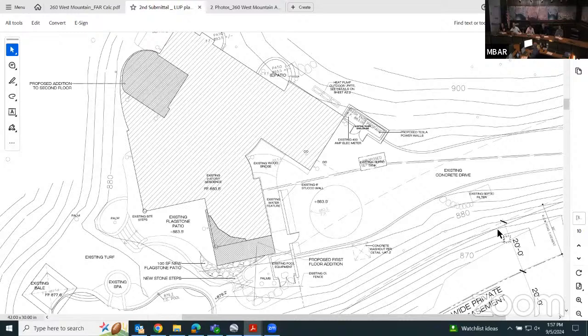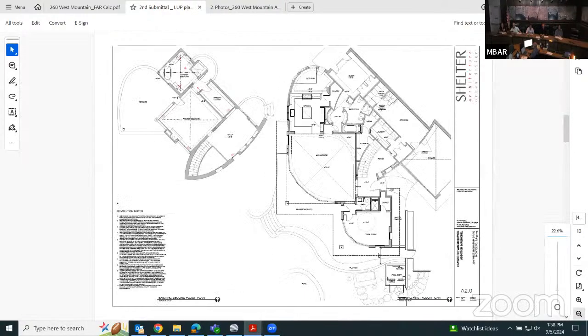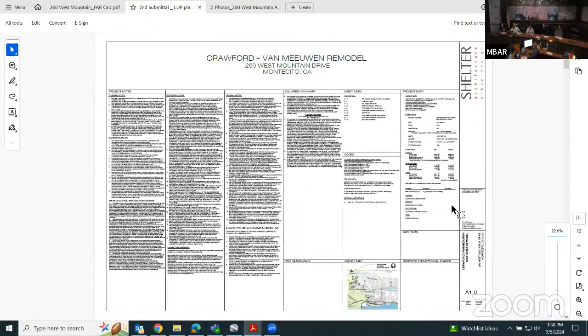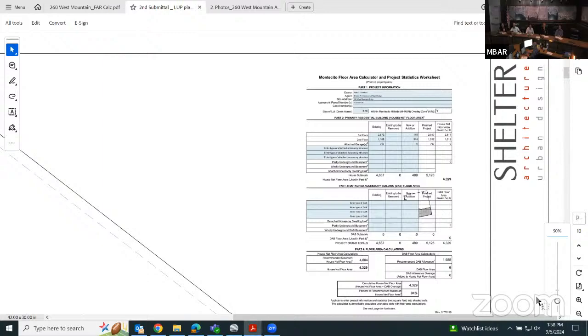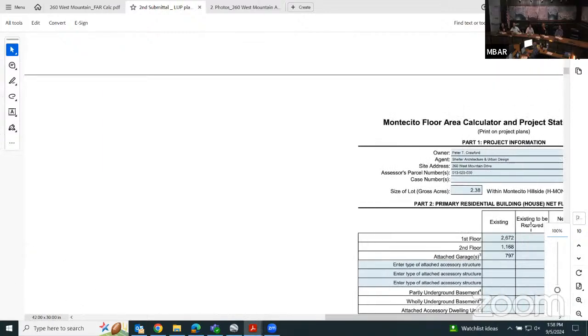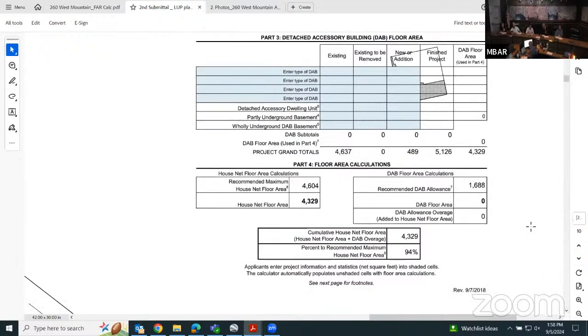Can we see, okay, first, what's your FAR? We are at 90, it's on the A 1.1. Yes, 94. 94. Yeah, 94%. Okay, great. You can see that on the larger site plan, it's very large. Okay, and then can you go through the plans and the elevation?